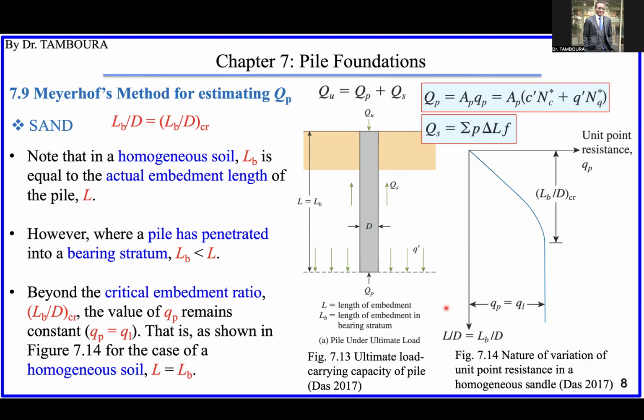So now we will come back to equations. What you need to understand here is that at the beginning, the end bearing capacity increases with increasing depth until a certain depth, the critical depth, and then it becomes constant, equal to this limit. That is the critical embedment ratio, the ratio from which the end bearing capacity becomes constant.